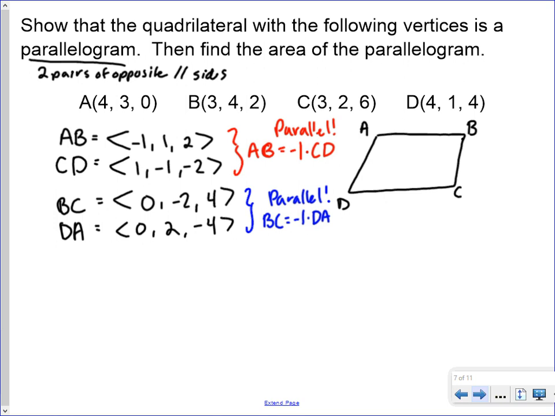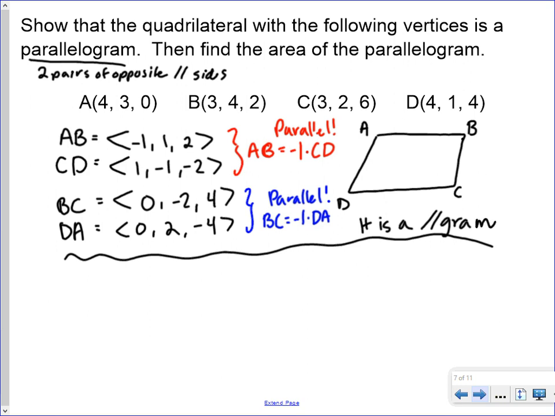Okay, you just go around all the sides and make sure that you have two pairs of opposite sides that are parallel. Okay, and if you have the drawing, it makes it easier for you to see which sides are opposite. Okay, so now that we have the fact that it is in fact a parallelogram, that's my geometry definition for parallelogram. Then we want to find the area of the parallelogram. So this is going back to that geometric definition.